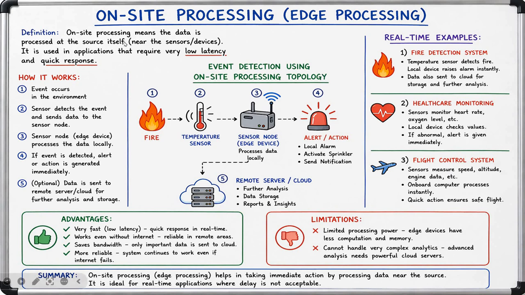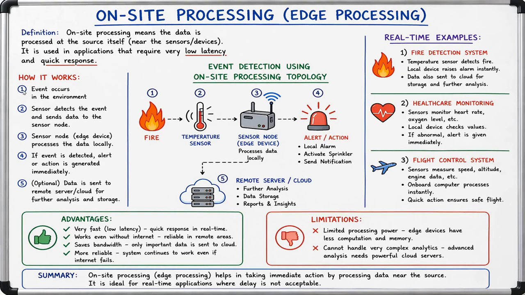Now, why is on-site processing important? Some applications cannot tolerate delay, that is, latency. If the data processing takes too long, it can cause serious damage or danger. For example, in healthcare systems, aircraft control systems and industrial safety systems, the decisions must be made instantly and there must be a quick response. Therefore, in these cases, sending the data to the cloud first would take time. So local processing is necessary.